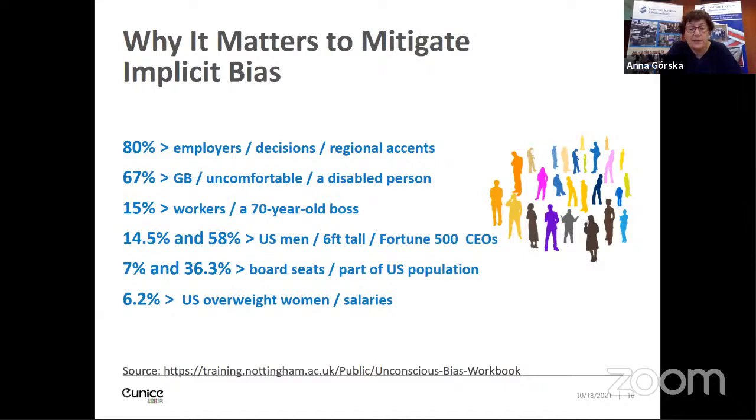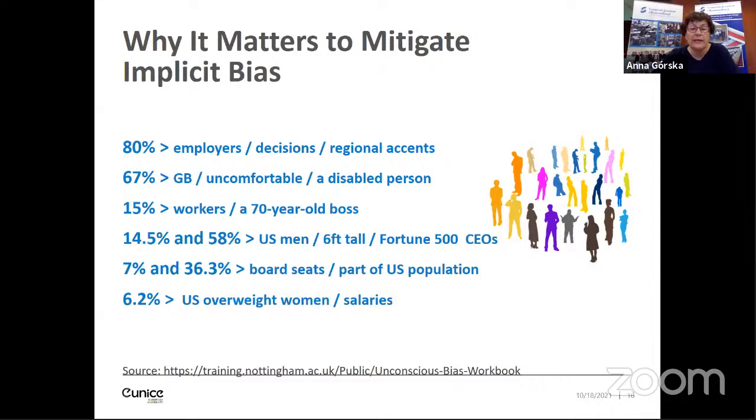Ethnic minorities in the American society occupy 36.3% of the whole population. Yet, if you look at the board seats, only 7% of the seats are taken by them. And American overweight women complain that they earn less, 6.2% less than their colleagues.